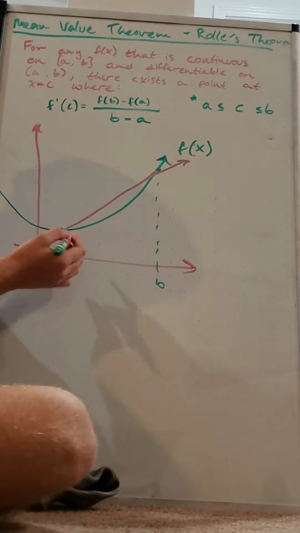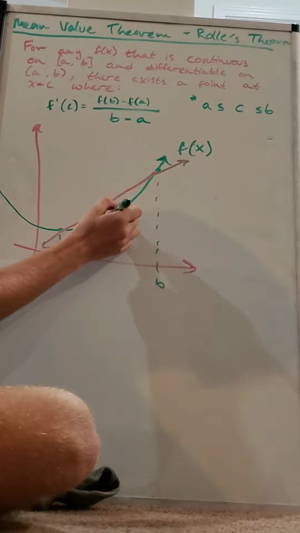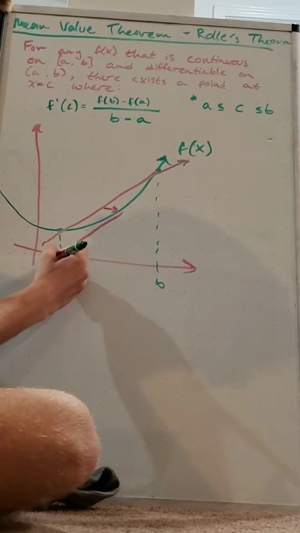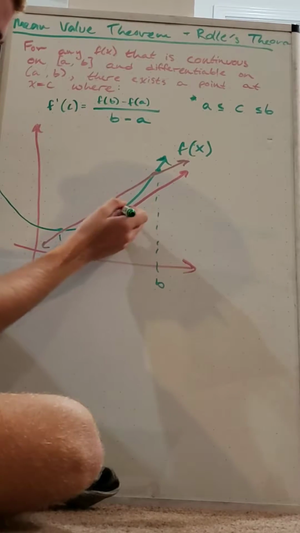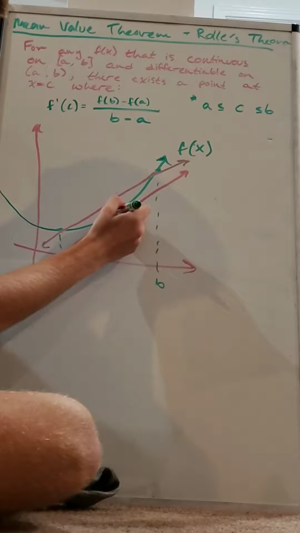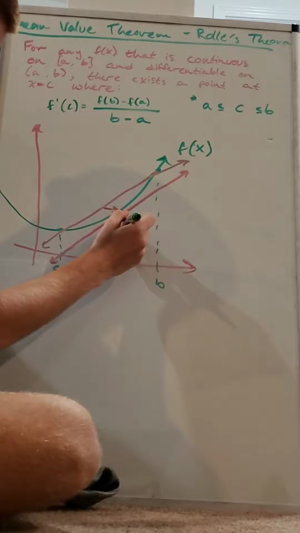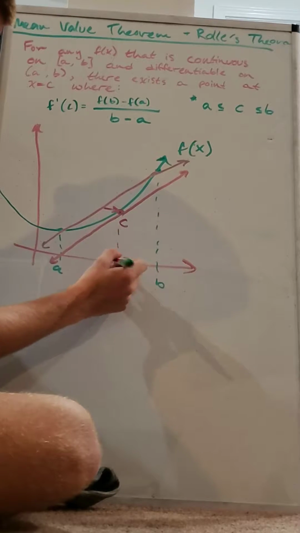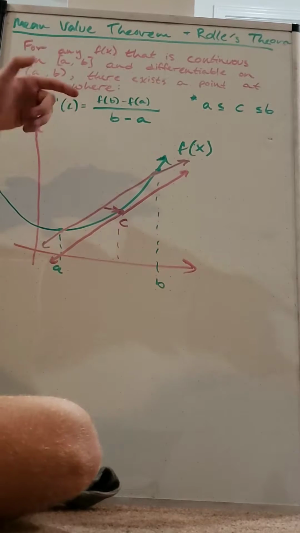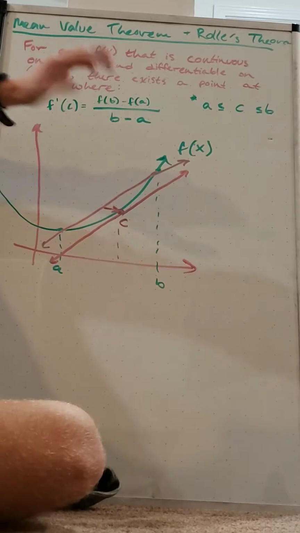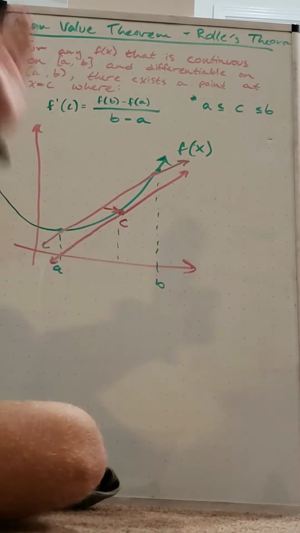So what this means is that we can move this line over to some point where it is tangent, right? Because that's what the derivative means. It means the slope of the line tangent. So wherever this line is tangent, that is our c. That's our c value right here. Thus all this theorem guarantees is that for some value of x between the two endpoints, the derivative is equal to the average rate of change along the interval.